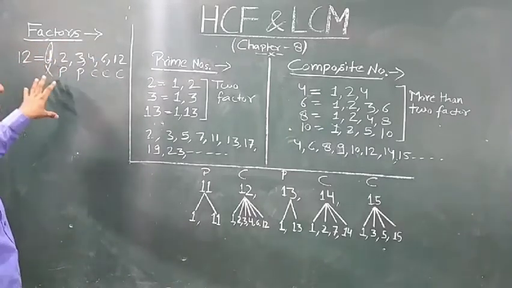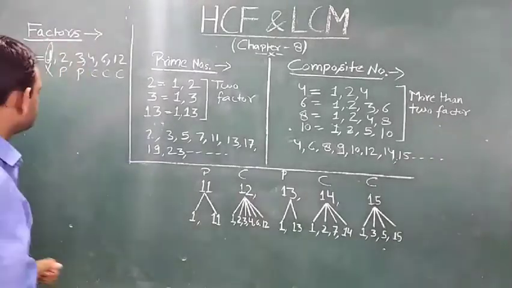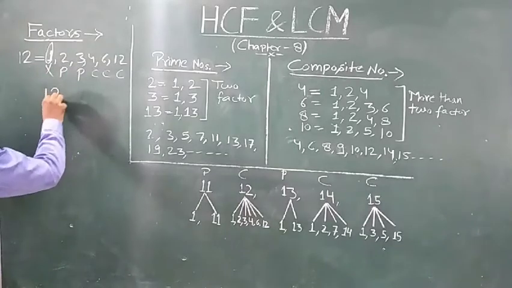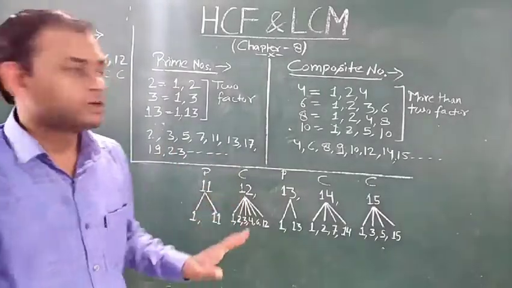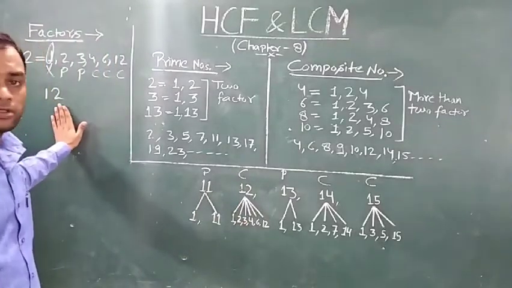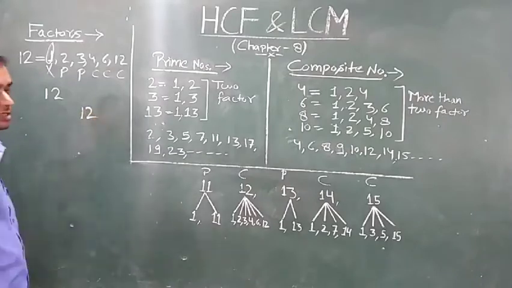Got it? Now I am telling you how to find the prime factors by the division method. Suppose 12 is there and we have to find the prime factors of 12. So how do you find them? By the division method. You will just write the 12.